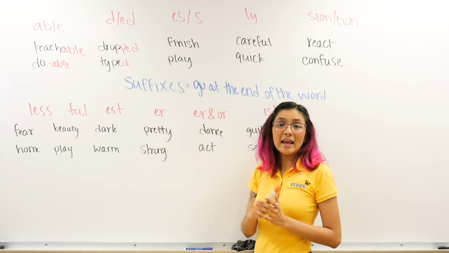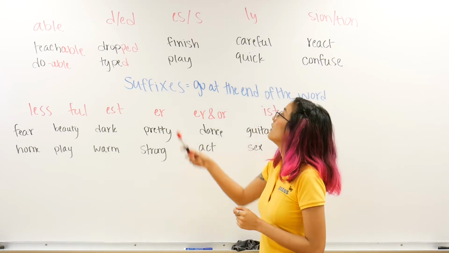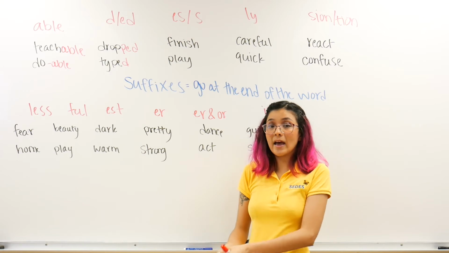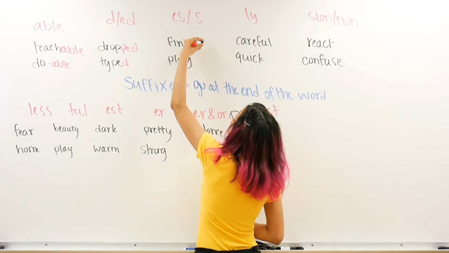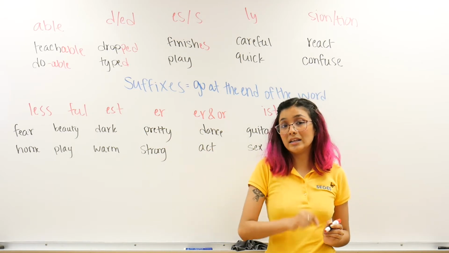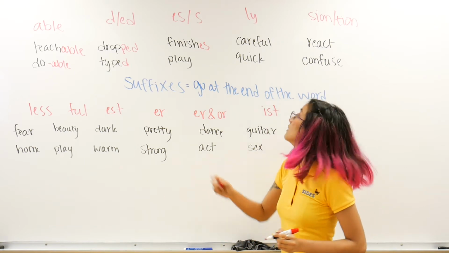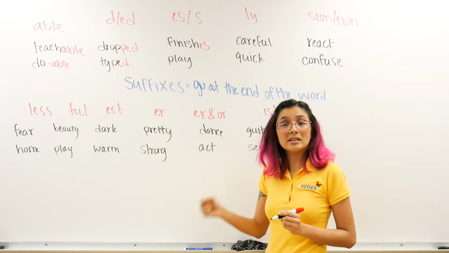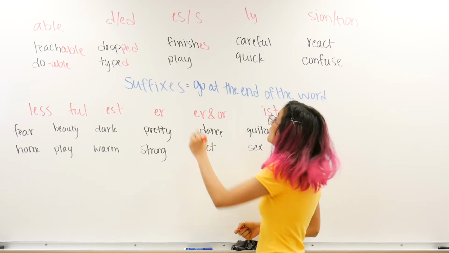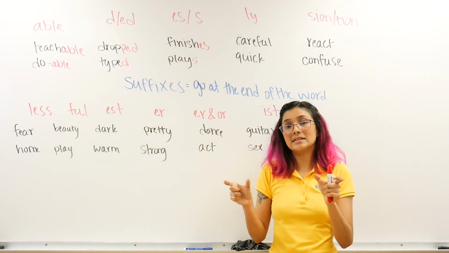Then we have ES and S. This is when we change our singular verbs to plural forms, right? So instead of saying he finish, I say she finishes. She finishes. Not he finish, not she finish, it finish. He finishes. The same thing here, right? He does not play. He play, she play, it play? No, right? She plays. So we change the old word play to plays.